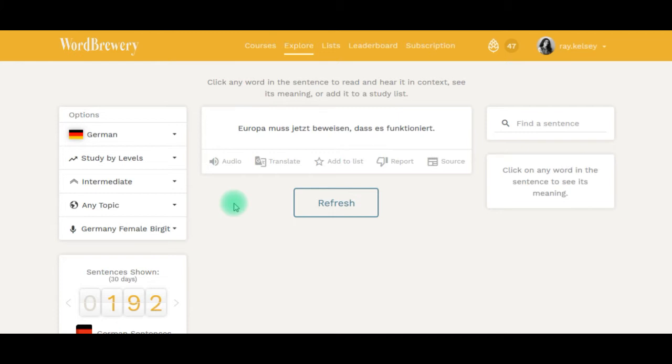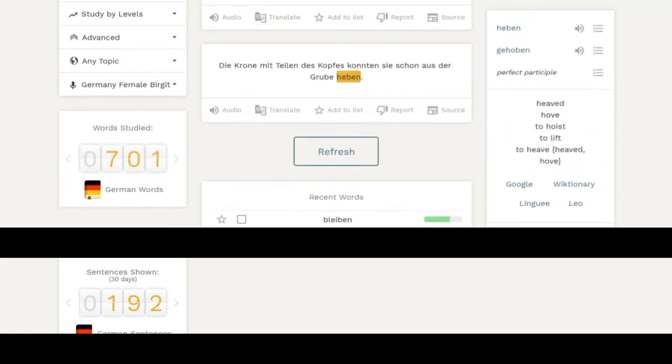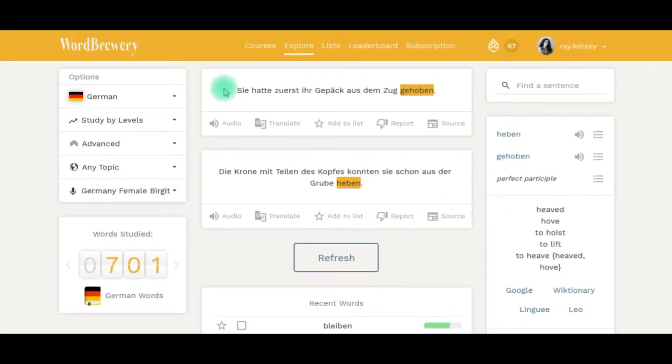Good. Let's look at another example. This is an example of the brackets again, right? Sie hatte zuerst ihr Gepäck aus dem Zug gehoben. Now, how would you translate this in English, right? Her luggage from the train. Or you could say she had first lifted her luggage from the train. Now this is the past perfect tense. We have hatte, which is the verb, and then we have gehoben at the end. So we have a bracket here, once again.